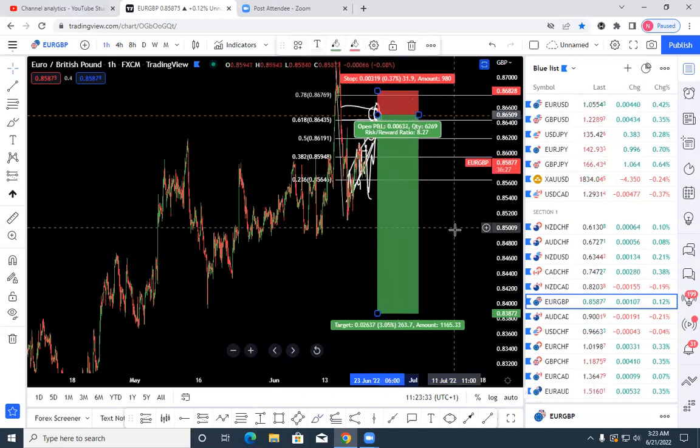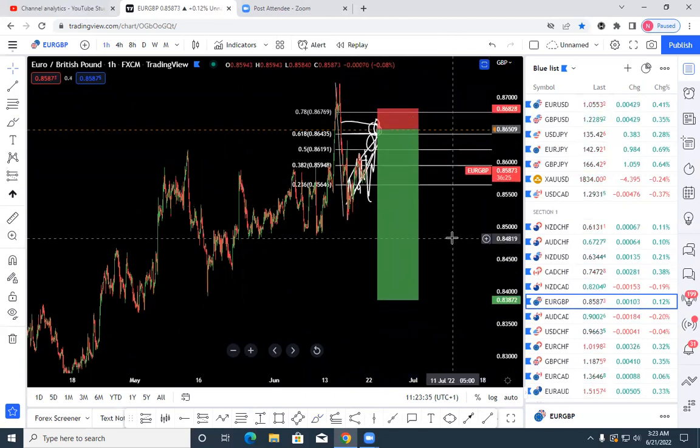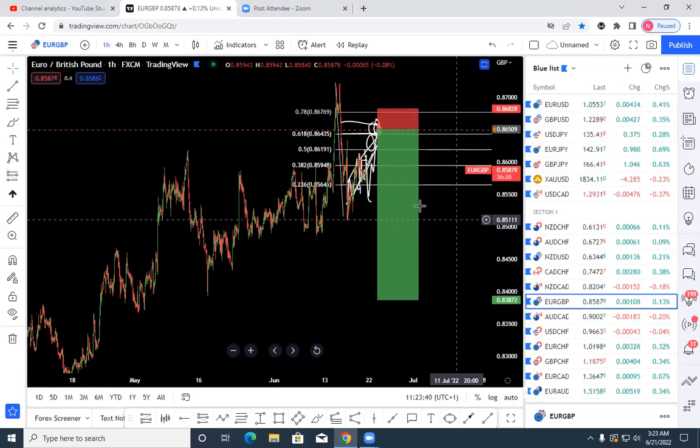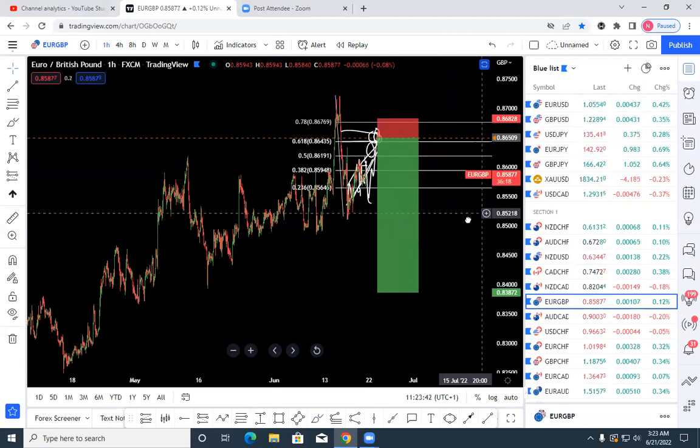This is going to be like 1 to 8. If you are risking $300, you get $2,400. If you are risking $1,000, you are getting $8,000 on this trade.